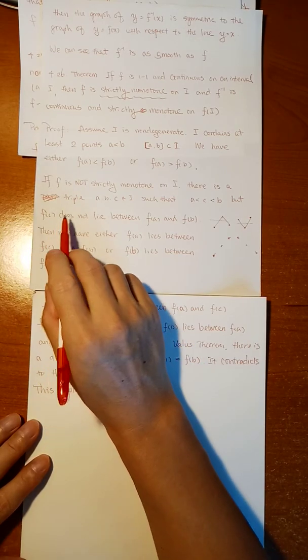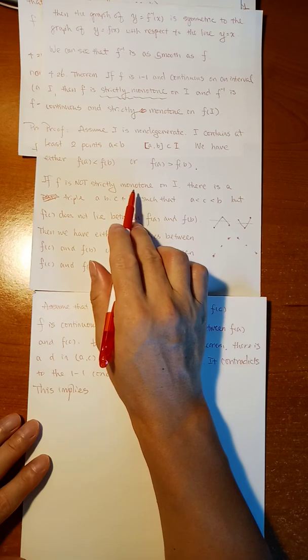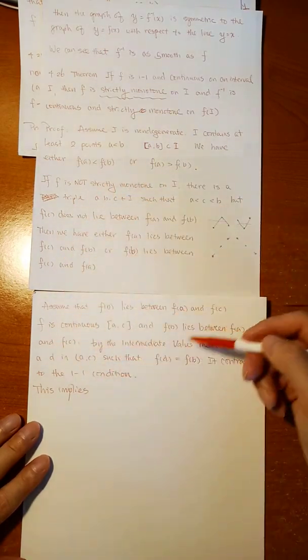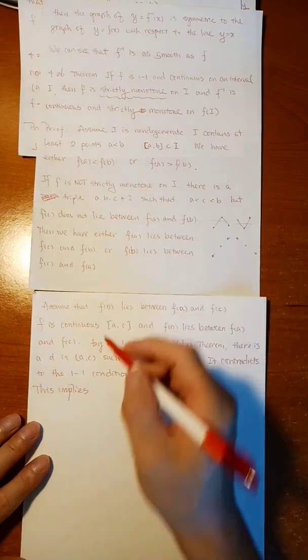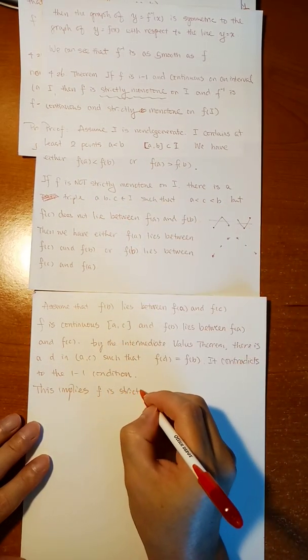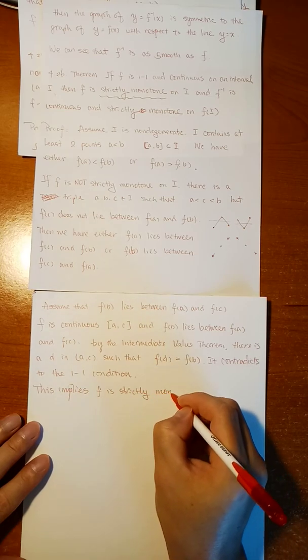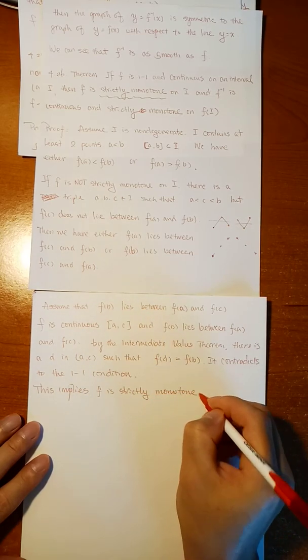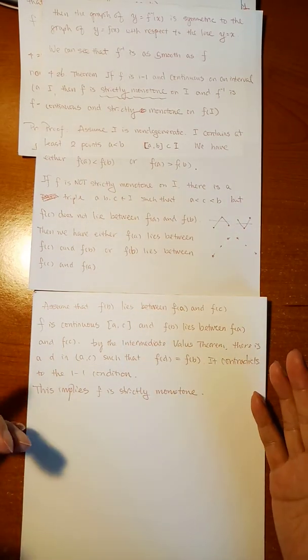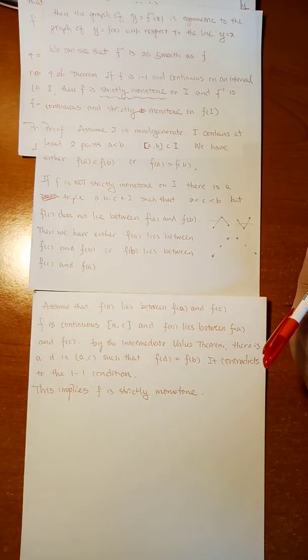This implies this if it is not strictly monotone. If it's not strictly monotone, you can always go through this. So it implies F is strictly monotone. It's one-to-one, so it has to be strict. There's no equal case.